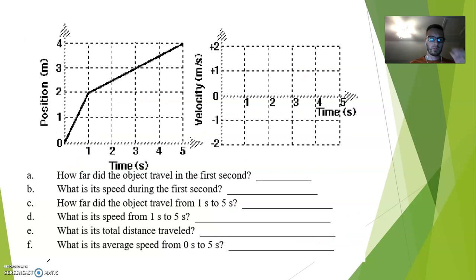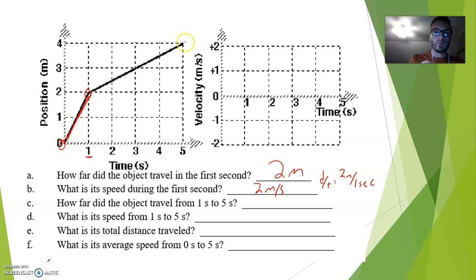Let's consider another example. How far did this object travel in the first 1 second? Well, in the first 1 second, it looks like we traveled 2 meters. And so if I say what was the speed, you would do distance over time, which would be 2 meters over 1 second. And of course, that would be 2 meters per second. That's how fast we were going for the first 1 second of this motion.